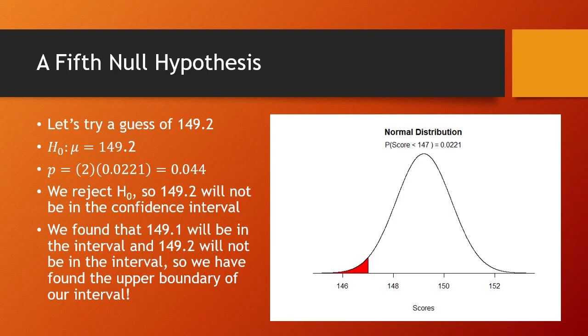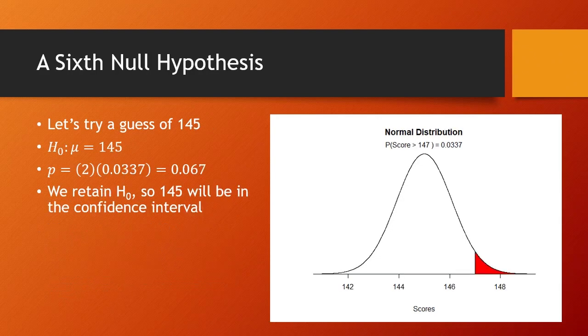We found that 149.1 will be in the interval and 149.2 will not be in the interval. So we found the boundary. We have found the boundary between rejection and retention. That means we found the upper boundary of our confidence interval. Now I have to go to the other side to look for the lower boundary of the confidence interval. Notice that I've been using hypotheses that are above 147, my sample mean. Let's try some hypotheses that are below 147.